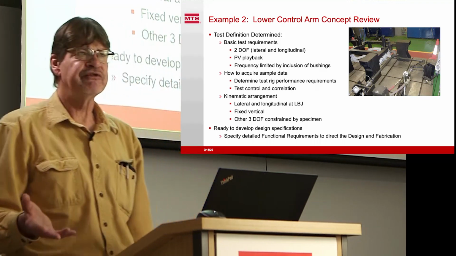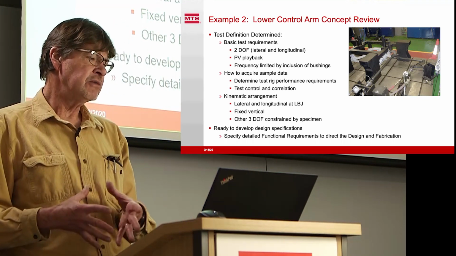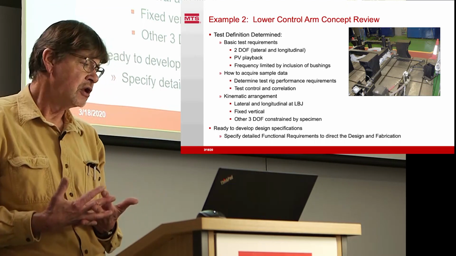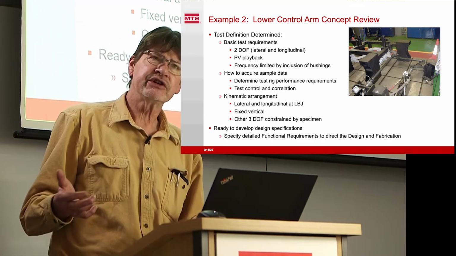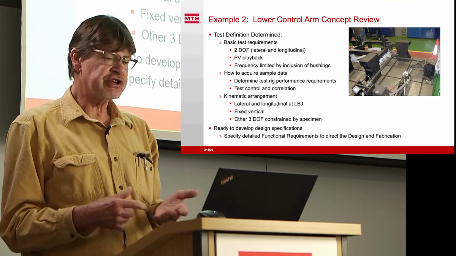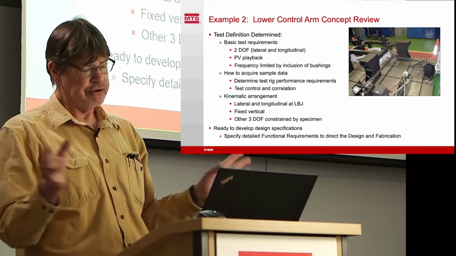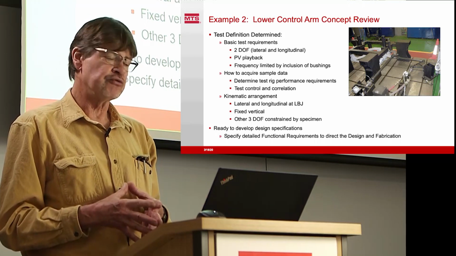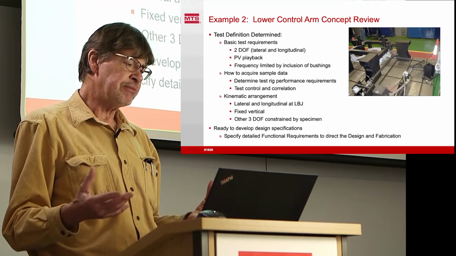So we can concept review here for our lower control arm. We said we're going to do a 2-degree of freedom test, lateral and longitudinal. We're basically going to do peak valley slicing for our playback, and the frequency is going to be limited if we include the bearings. If we don't include the rubber bushings in there, then we can play back at a much faster rate. How do we acquire sample data?